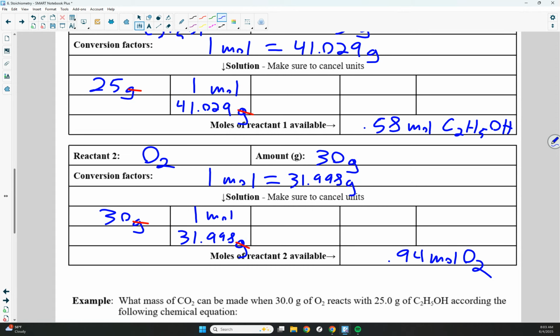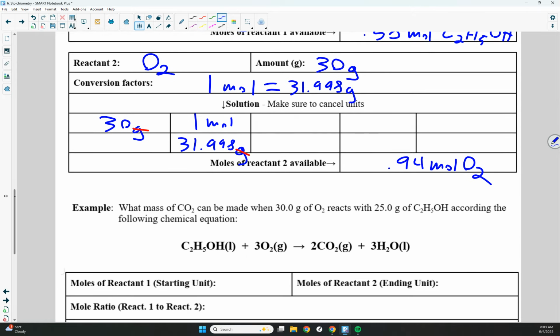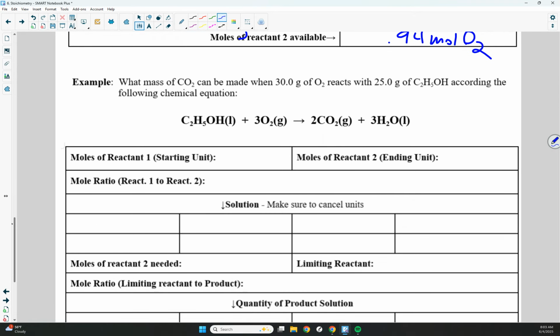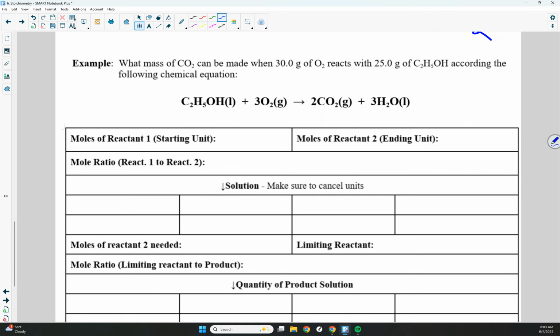So, in this particular case, and you can compare this to graham crackers and chocolate, this is the amount of reactants that I have. I've got 0.58 moles of C2H5OH, and I've got 0.94 moles of O2. So that's how much we have to work with. So the math is a little bit more complicated than with the graham crackers, but I'll show you how to use this information now. So my moles of reactant 1, we just figured out, are 0.58, and my moles of reactant 2 are 0.94.